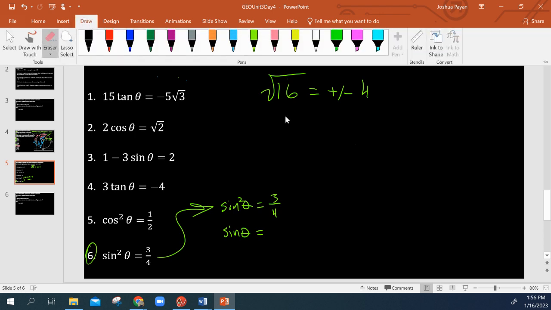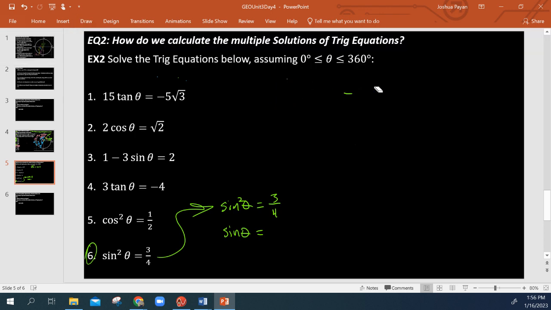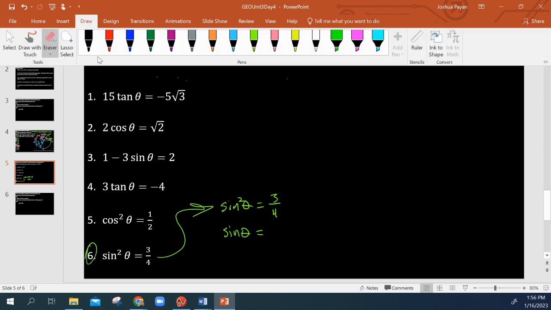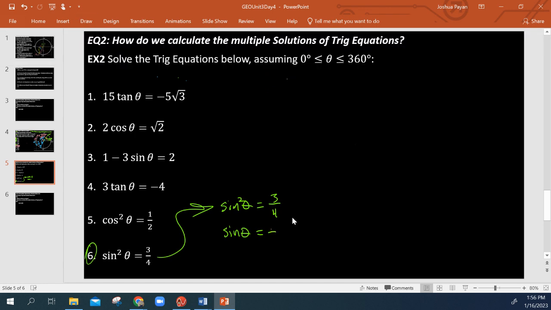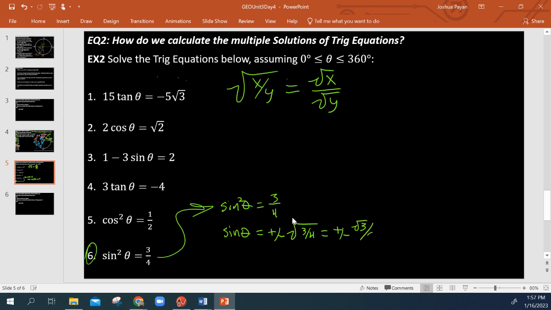So, for example, the square root of 16 is positive or negative 4. So that means the square root of 3/4 is plus or minus the square root of 3 over 4. Okay? And if we do the quotient law of radicals, that says the square root of x over y equals the square root of x over the square root of y individually, we see that we really have plus or minus the square root of 3 over 2. Okay? So now we do arc sine.